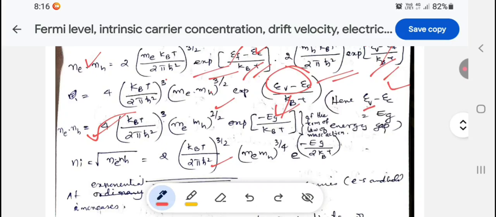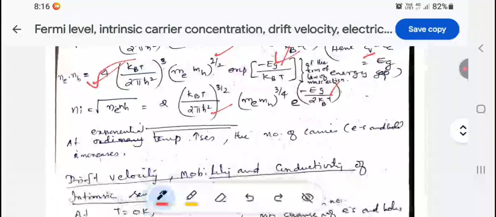Why is it minus EG? EC is the higher value, so EV minus EC becomes minus of EG, thereby e raised to minus EG by 2 KBT. As the temperature increases, the exponential term increases exponentially, so the carrier concentration also increases.